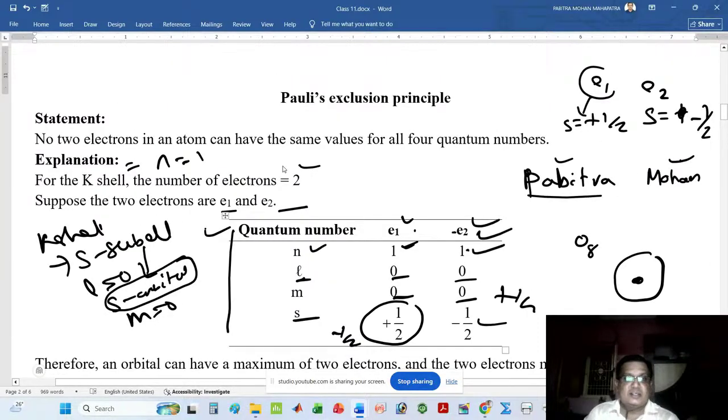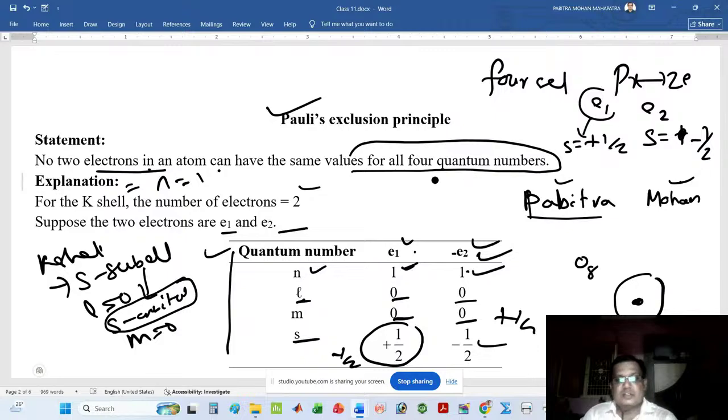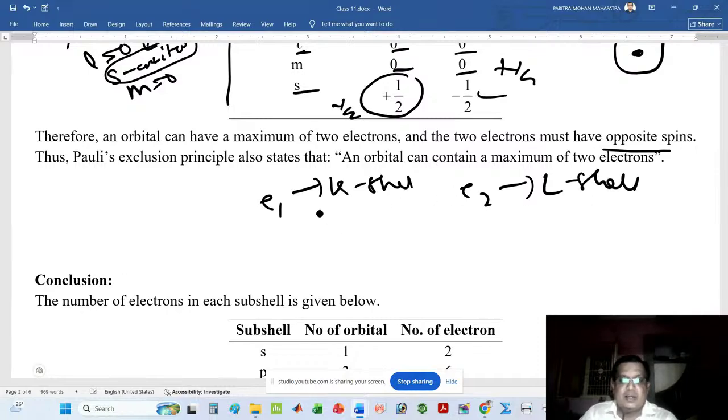Now let me state what Pauli's exclusion principle is. No two electrons in an atom can have the same value for all quantum numbers. That means no two electrons have the same four quantum number values. There is no doubt that three quantum numbers may be the same, but the fourth quantum number, the spin quantum number, must be different. Suppose someone takes one electron from the K shell, and the second electron from the L shell. From the beginning, the n value is different. Look at that.